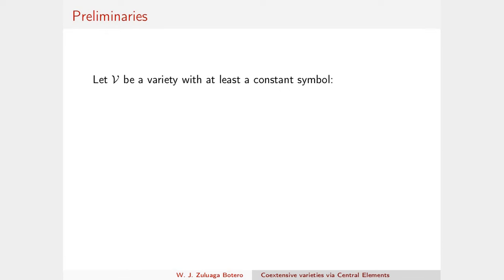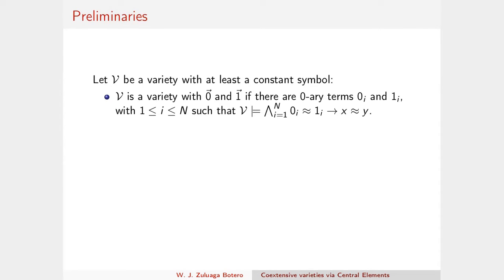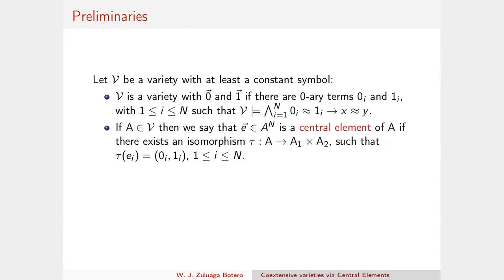In this work, we are dealing with varieties with at least a constant symbol. So we say that a variety with 0 and 1 is a variety with the zero terms 0i and 1i, with 1 smaller than i smaller than n, such that this quasi-equation here holds.